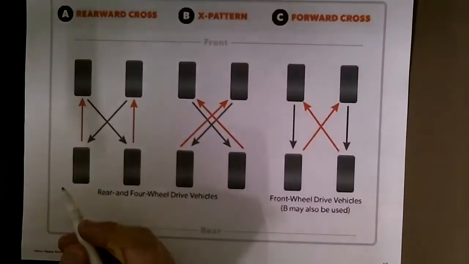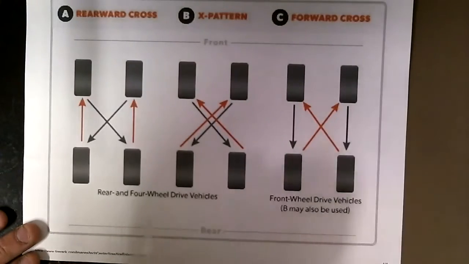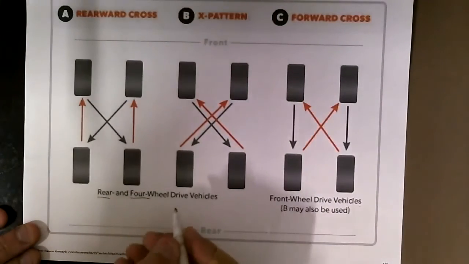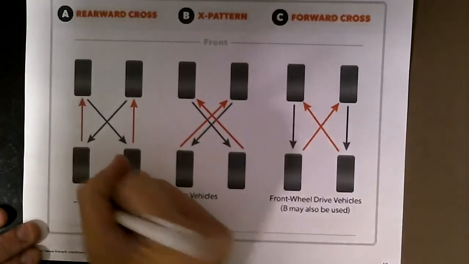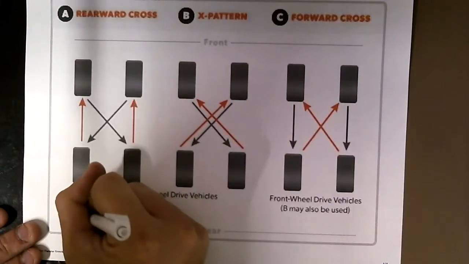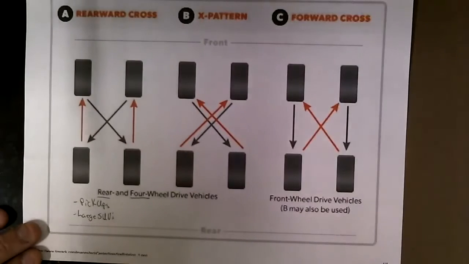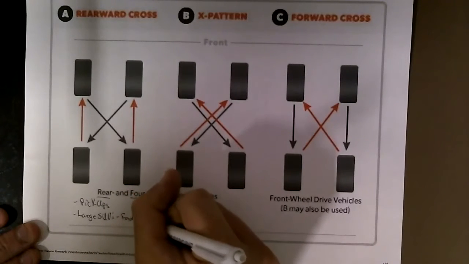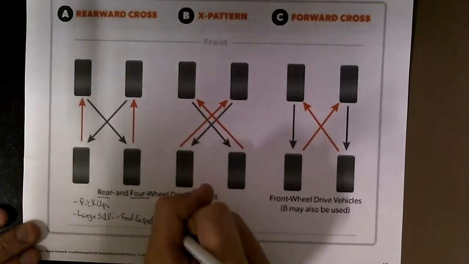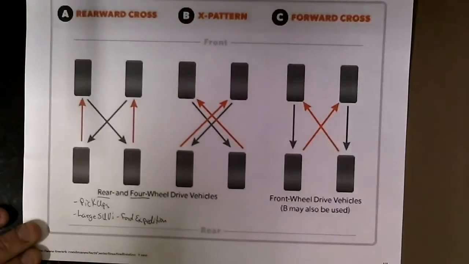This is called, well, I suppose it's a rearward cross is what this document refers to it as. This is used for rear and 4-wheel drive vehicles. So you're talking your pickups here. Okay, pickups. We're talking large SUVs. Pretty much any vehicle that is primarily a rear-wheel drive vehicle, like a large SUV. My Ford Expedition is primarily a rear-wheel drive vehicle unless I kick it into 4-wheel drive. Therefore, we're going to follow this rearward cross.